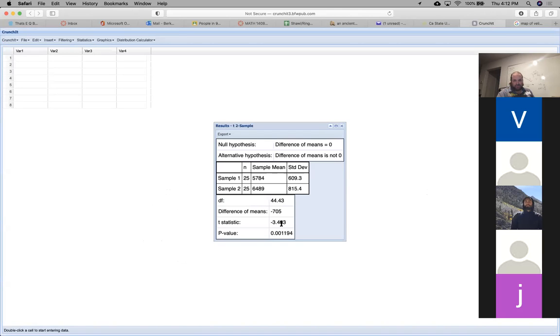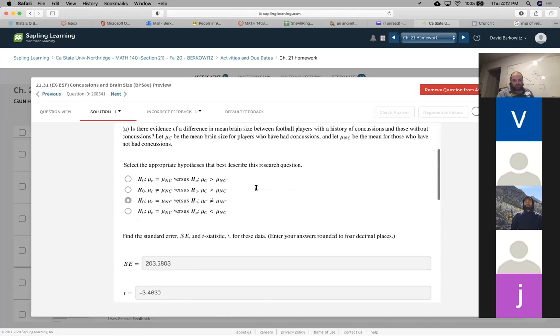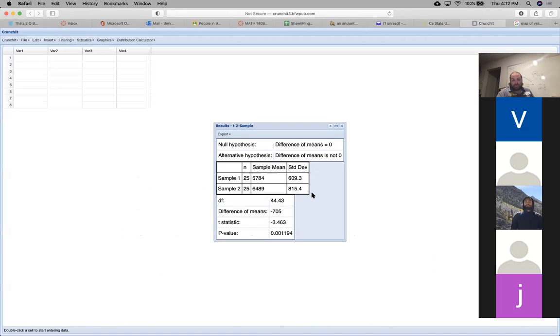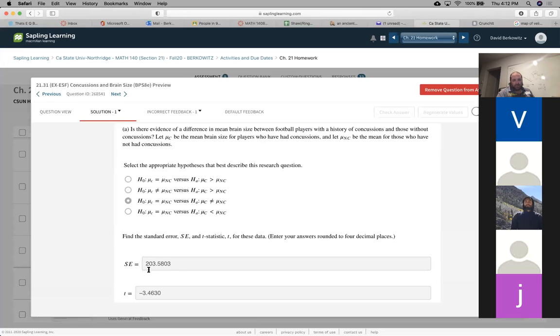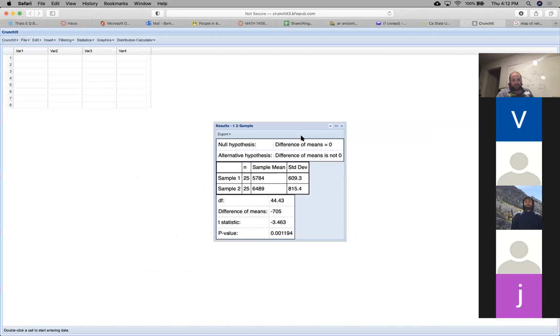So the t-statistic is negative 3.463. They probably want more than that. So they probably want you to do it by hand because they want 4 decimals, or maybe the 0 was just a 4th. And they want the standard error. Now they gave you this, oh, well, this is the answer. The question is, how do you find the standard error? So what's the formula for the standard error? It's the square root of S1 squared over N1 plus S2 squared over N2.